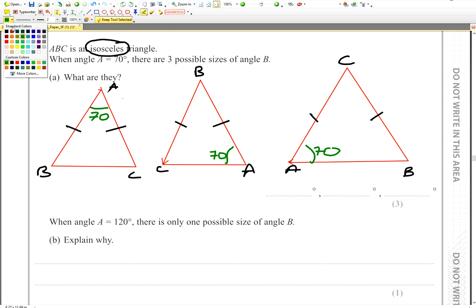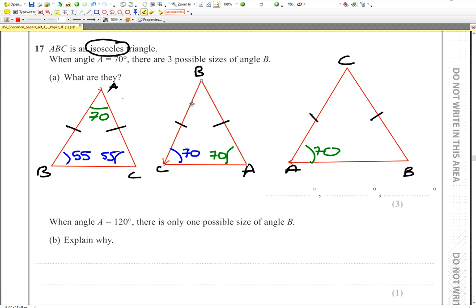Okay, now let's fill in the rest of the triangle. So if that's 70, well, these two will be 55 each, because it's an isosceles triangle. If that's 70, then that's going to be the same as that. And then that one will be what? 40. Okay, if that's 70 here, then that one will be 70, and the top one will be 40.